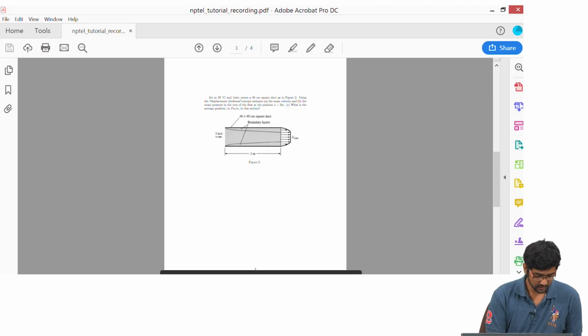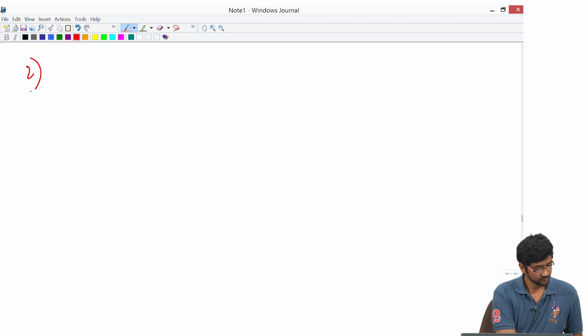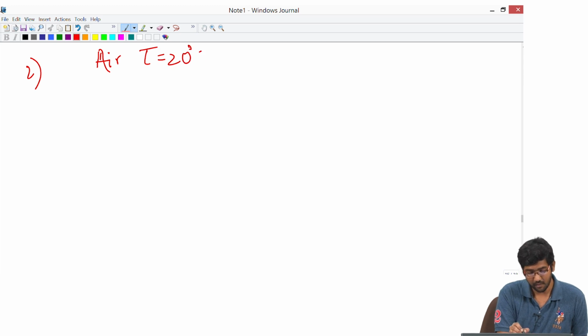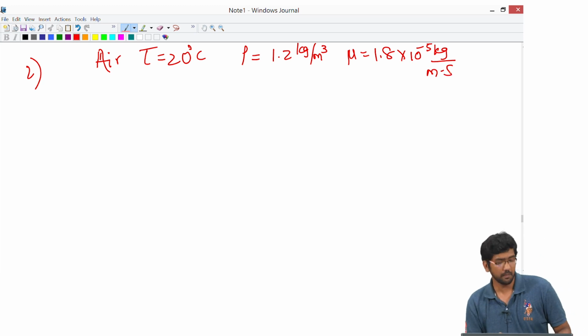So, let us try to answer this question. This is question number 2. As they have given air at 20 degrees centigrade, the parameters can be obtained from the corresponding tables, where density is going to be 1.2 kg per meter cube and the viscosity is 1.8 into 10 power minus 5 kg per meter second. So, we know the air properties.